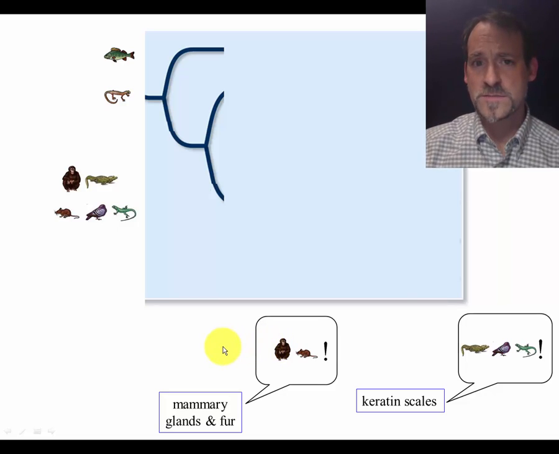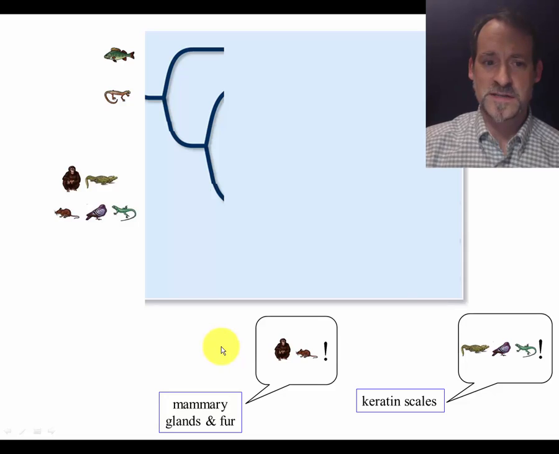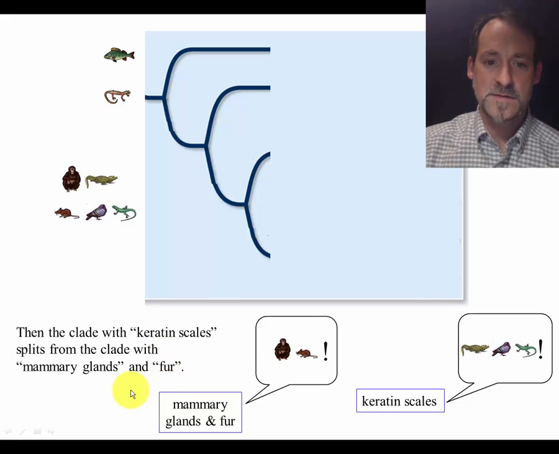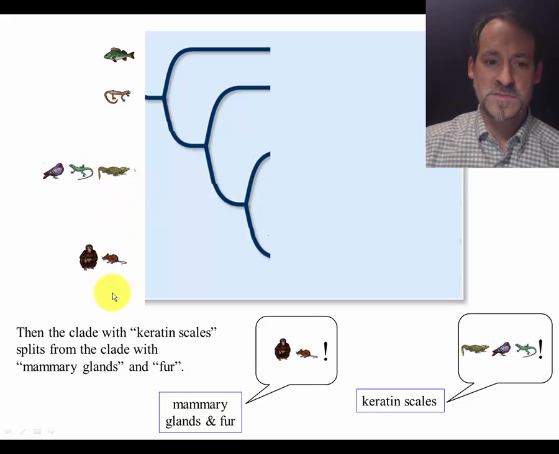Next, we have 2 characters that tell us about the splitting of this group. One of these, you've got mammary glands and fur suggesting this clade, and you've got keratin scales suggesting this one. Well, that splits this group right in half. Suggests that this lineage here went through a speciation event. You have one daughter lineage that's going to lead to this clade, and another daughter lineage that's going to lead to this clade. Okay, there's our split. Here our organisms move apart.